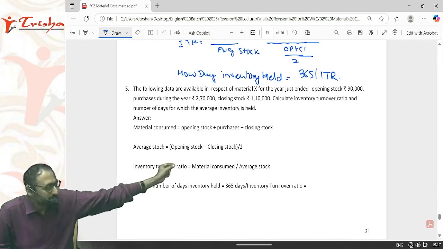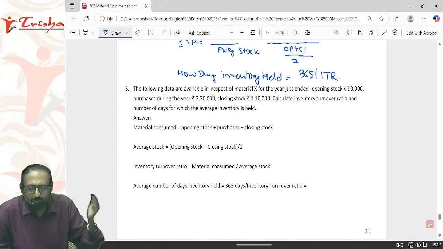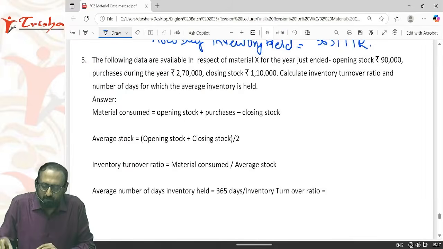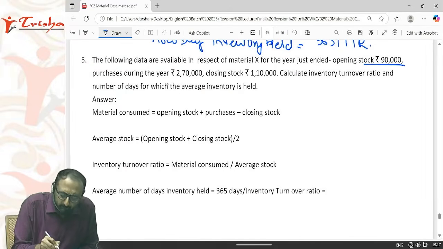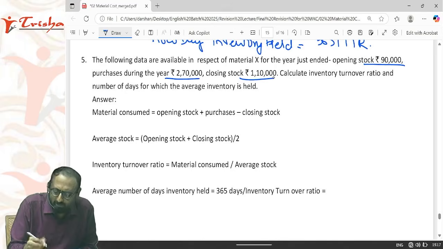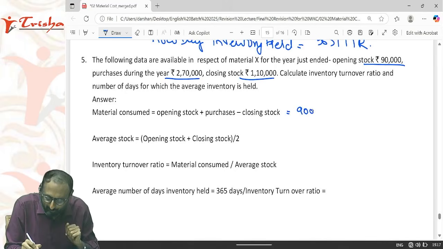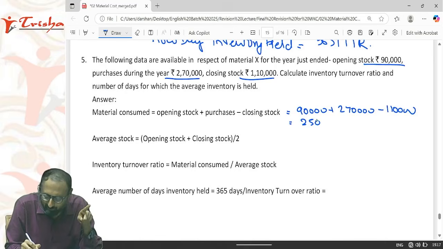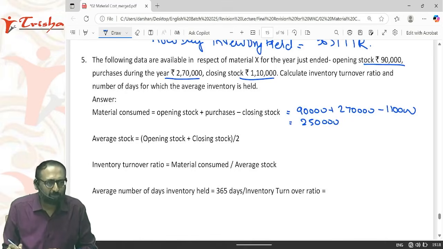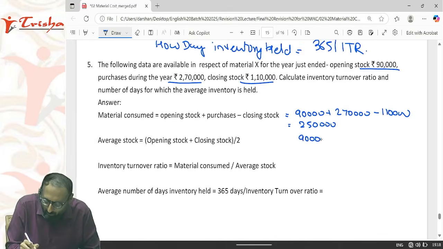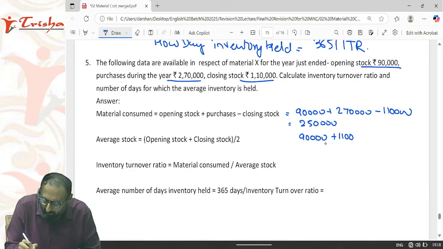Solve this question very quickly. Question number 5. Opening stock 90,000. Purchases 2,70,000. Closing stock 1,10,000. First of all, we will calculate consumption: 90,000 plus 2,70,000 minus 1,10,000. Your consumption is 2,50,000. Average stock we will calculate: opening stock plus closing stock divided by 2, which is 90,000 plus 1,10,000 divided by 2.